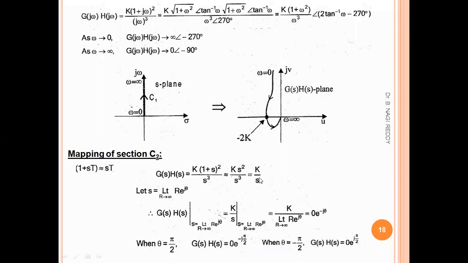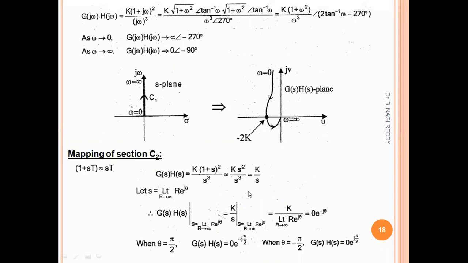Now substitute R into e power j theta here. The limit extends to R into e power j theta here. Now if you substitute infinity in the place of R, the expression will be k by infinity. So anything by infinity will become 0. So that's why the magnitude is 0, but the angle is e power minus j theta, because the angle is shifted to the denominator. That's why the positive angle becomes negative. So 0 at an angle of e power minus j theta, right? So the magnitude is 0, but the angle is this one.